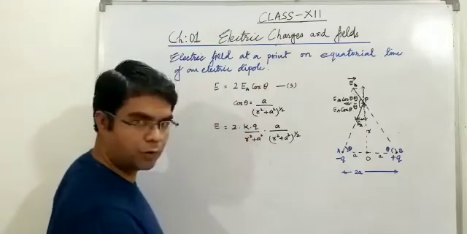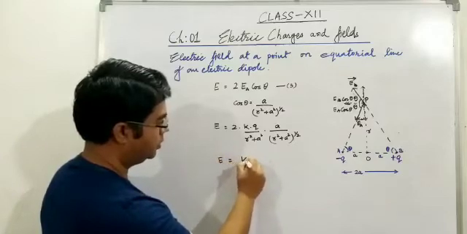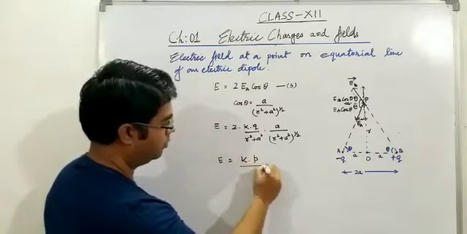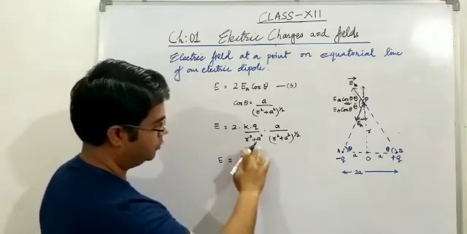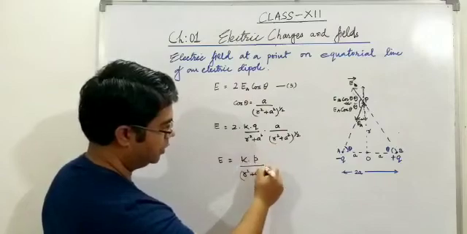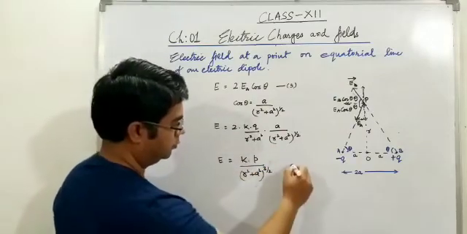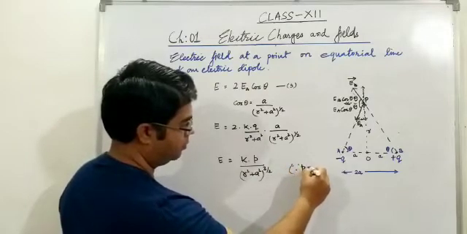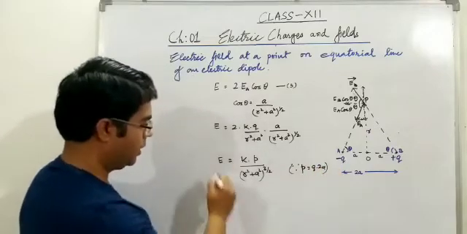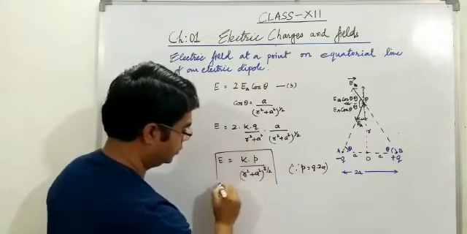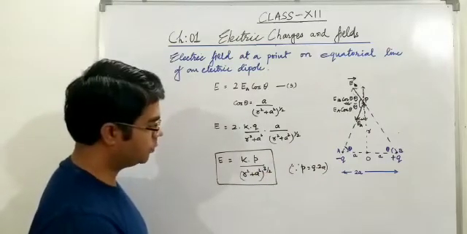Now 2QA is equal to the dipole moment P. So E is equal to KP upon (R squared plus A squared) to the power 3 by 2. Hence the dipole moment is equal to Q into 2A. So this is the electric field at a point on the equatorial line due to an electric dipole.